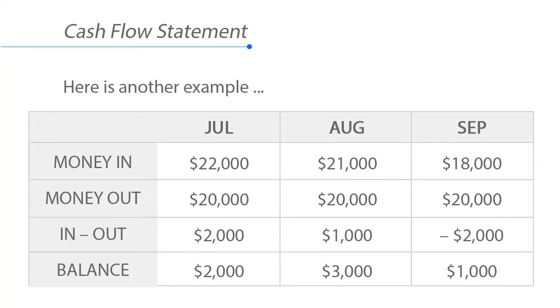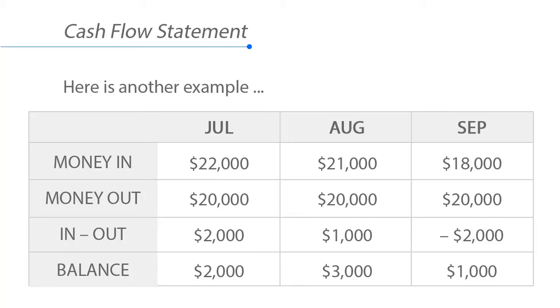Let's look at another example of running balance. So in July, we had $22,000 coming in, $20,000 going out. So we're up $2,000 for the end of July. So our running balance is $2,000. In August, we had $21,000 in, $20,000 out for a difference of $1,000. So we're up $1,000 in August as well. So when we add the $1,000 to the $2,000 from July, we now have a running balance of $3,000.